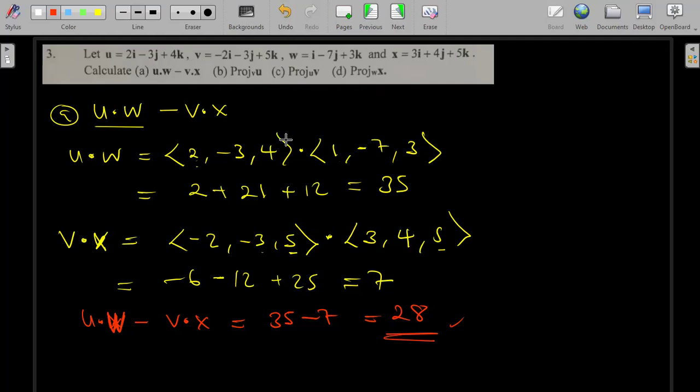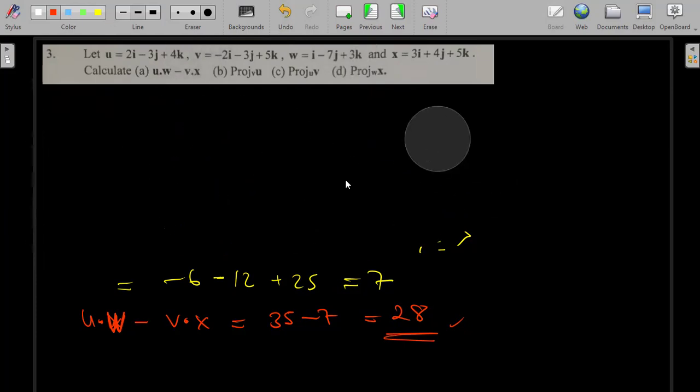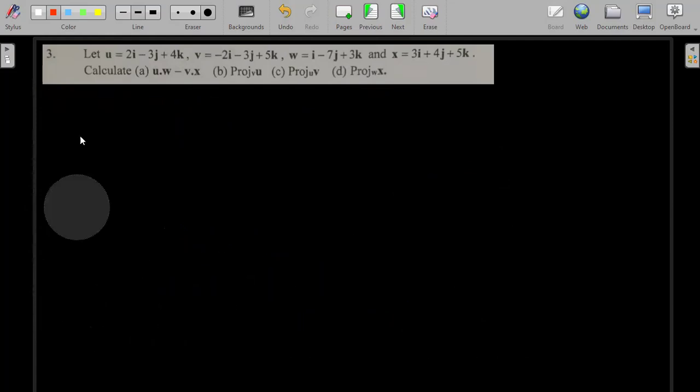Okay, so the next one talks about the projection. We have to find the projection of U along V. Projection of U along my V.